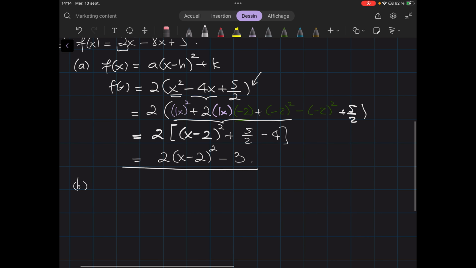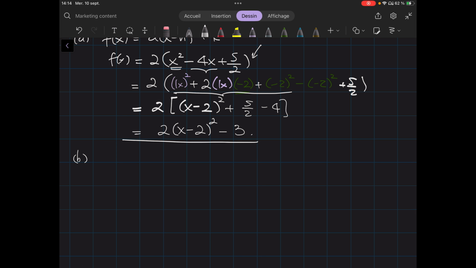Part B. First, you're asked to write down the coordinates of the vertex of the parabola. So, recall that the vertex of this parabola is at (h, k). In this case, h is equal to 2 and k is equal to negative 3.